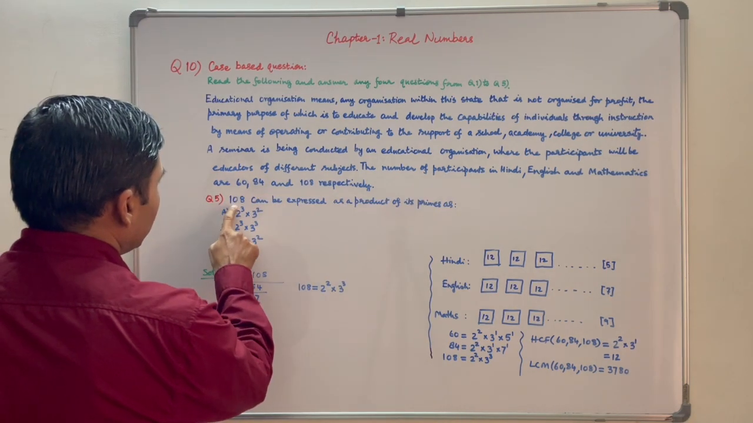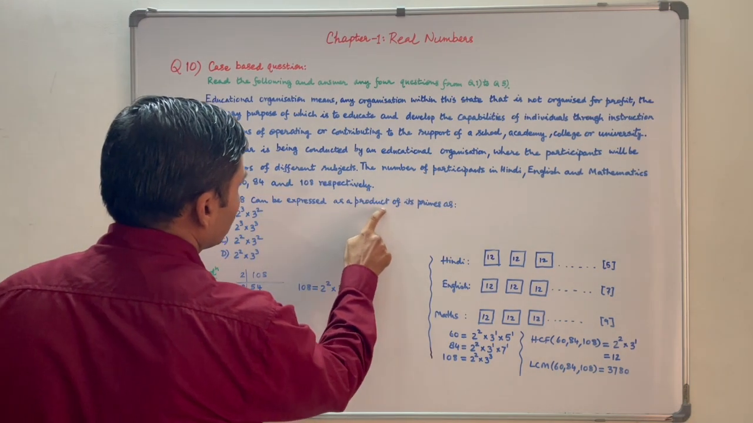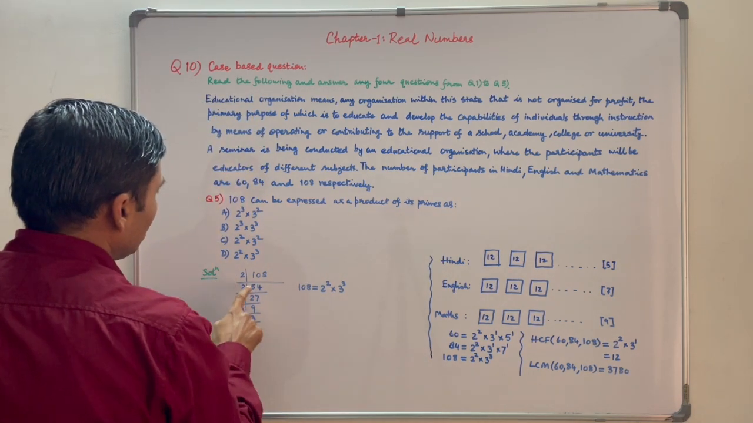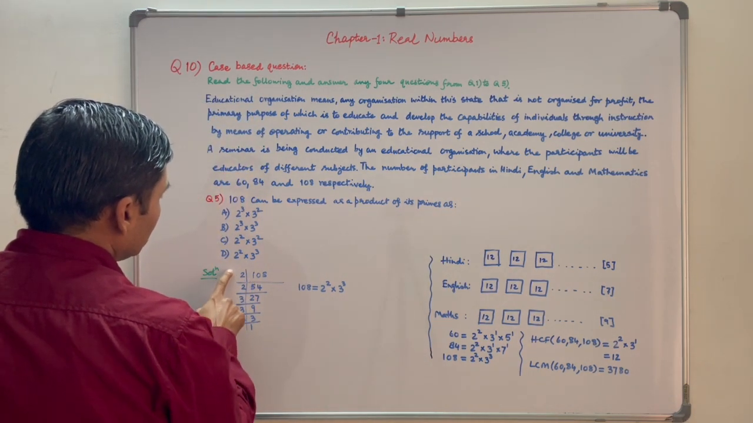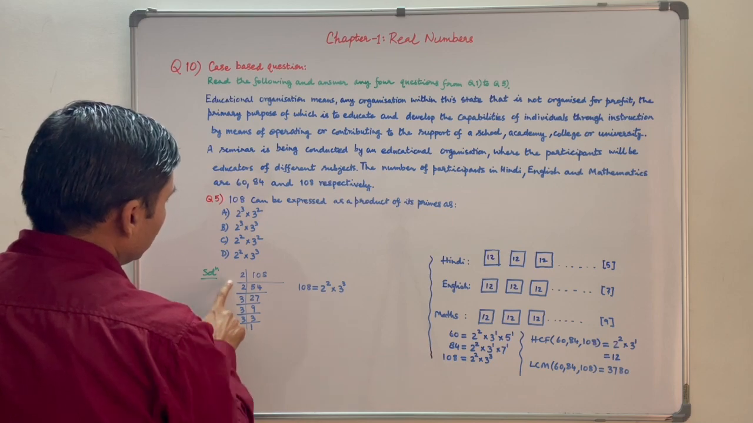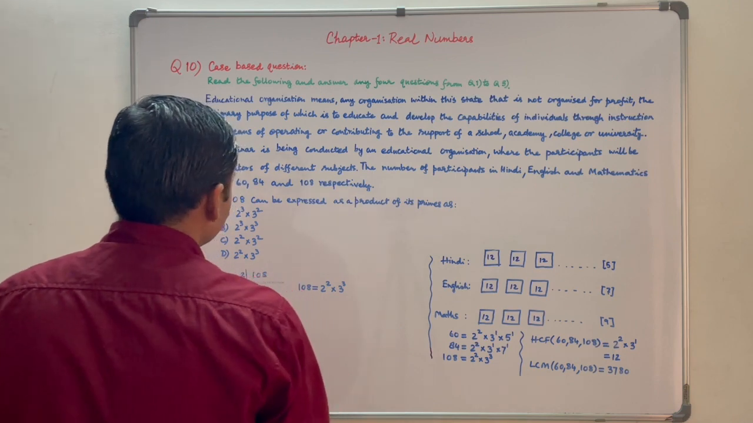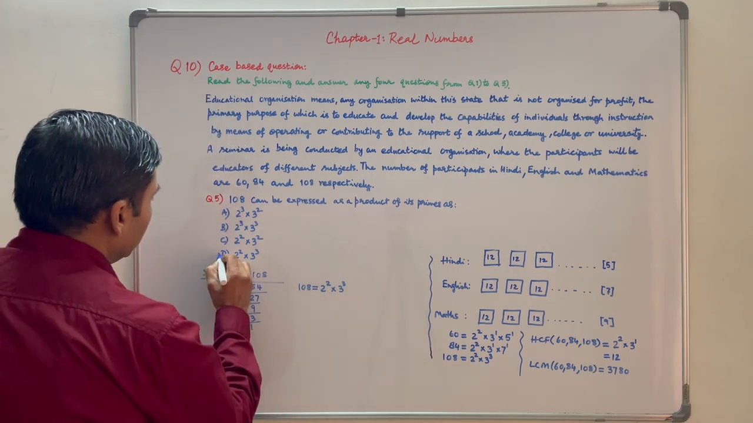Fifth question, 108 can be expressed as a product of its primes as, these are the options given. So we will factorize 108. So 108 can be written as 2 to power 2 into 3 to power 3. So the correct option is option D.